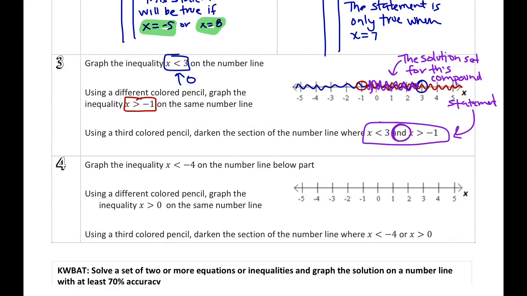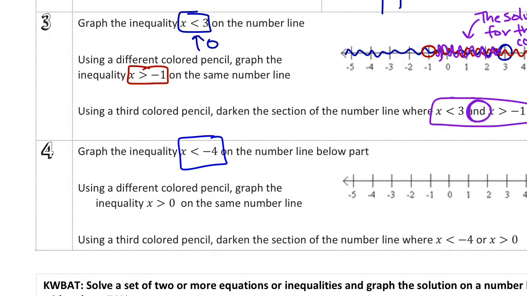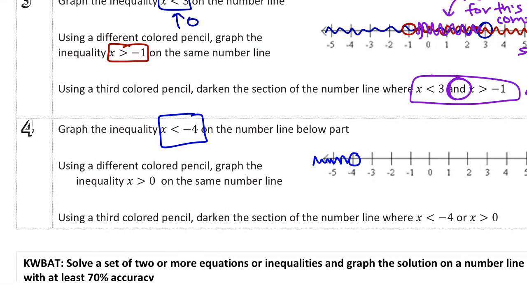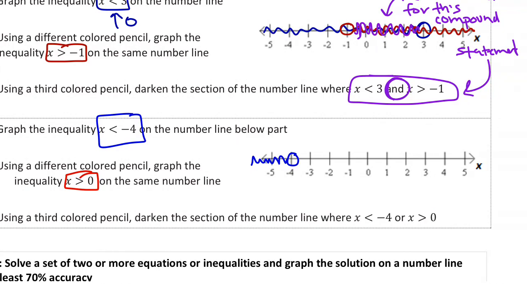Reading this problem over again, I can see that we need to graph the inequality x is less than -4. On -4, I need to put an open circle. We should know that less is to the left, so I'm shading it to the left. With my other color, I need to put x is greater than 0 on the graph, so I'm going to put a circle on 0, and I'm going to shade the part that is greater. Remember, it's great to be right, so I go to the right.